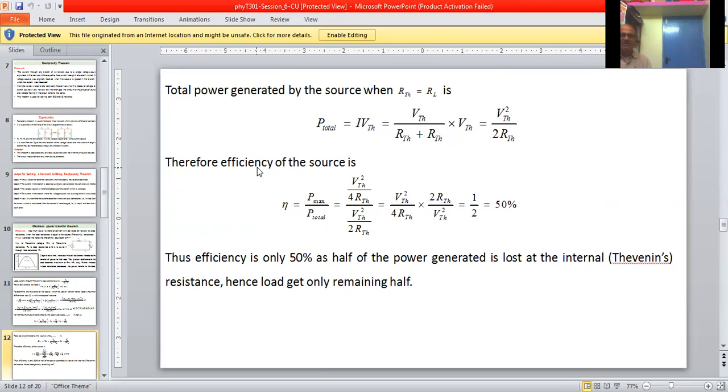Therefore the efficiency of the source, eta, is equal to P maximum divided by P total. Put these two values, simplify, and it becomes 1 by 2. 1 by 2 is nothing but 0.5, and that multiplied by 100 gives 50%. So the efficiency is only 50%, as half of the power generated is lost in the Thevenin's resistance. Hence the load gets only the remaining half of the power.